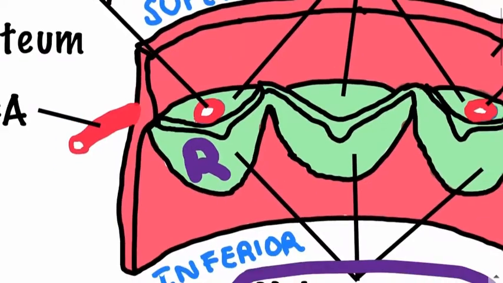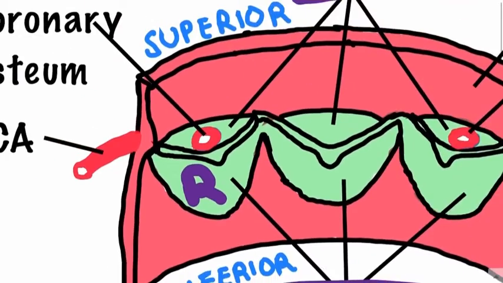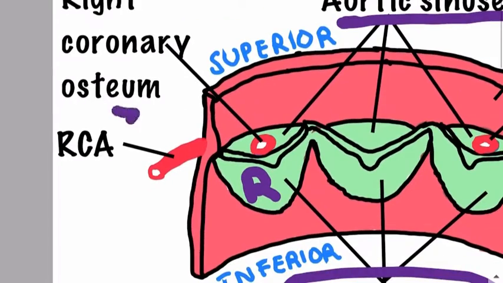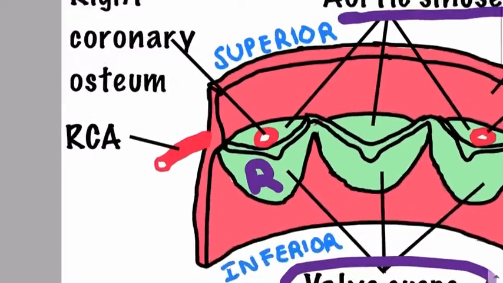So between the right cusp of the aortic valve and the aortic wall, there's an aortic sinus known as the right aortic sinus through which the RCA arises, and we can see this opening to the RCA, which is known as the right coronary ostium.